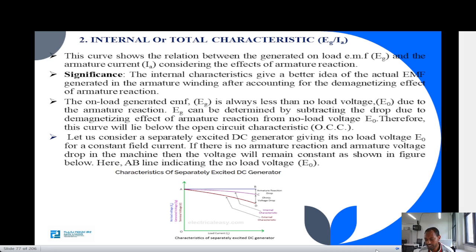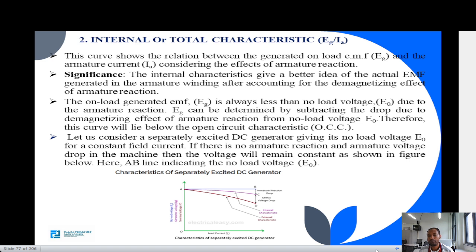This armature reaction is a reaction which happens in almost all DC machines, and its effect is that it reduces the generated voltage. It also creates a cross magnetization effect inside the machine that leads to a decrement in the performance of our DC machine. That is what we call armature reaction.